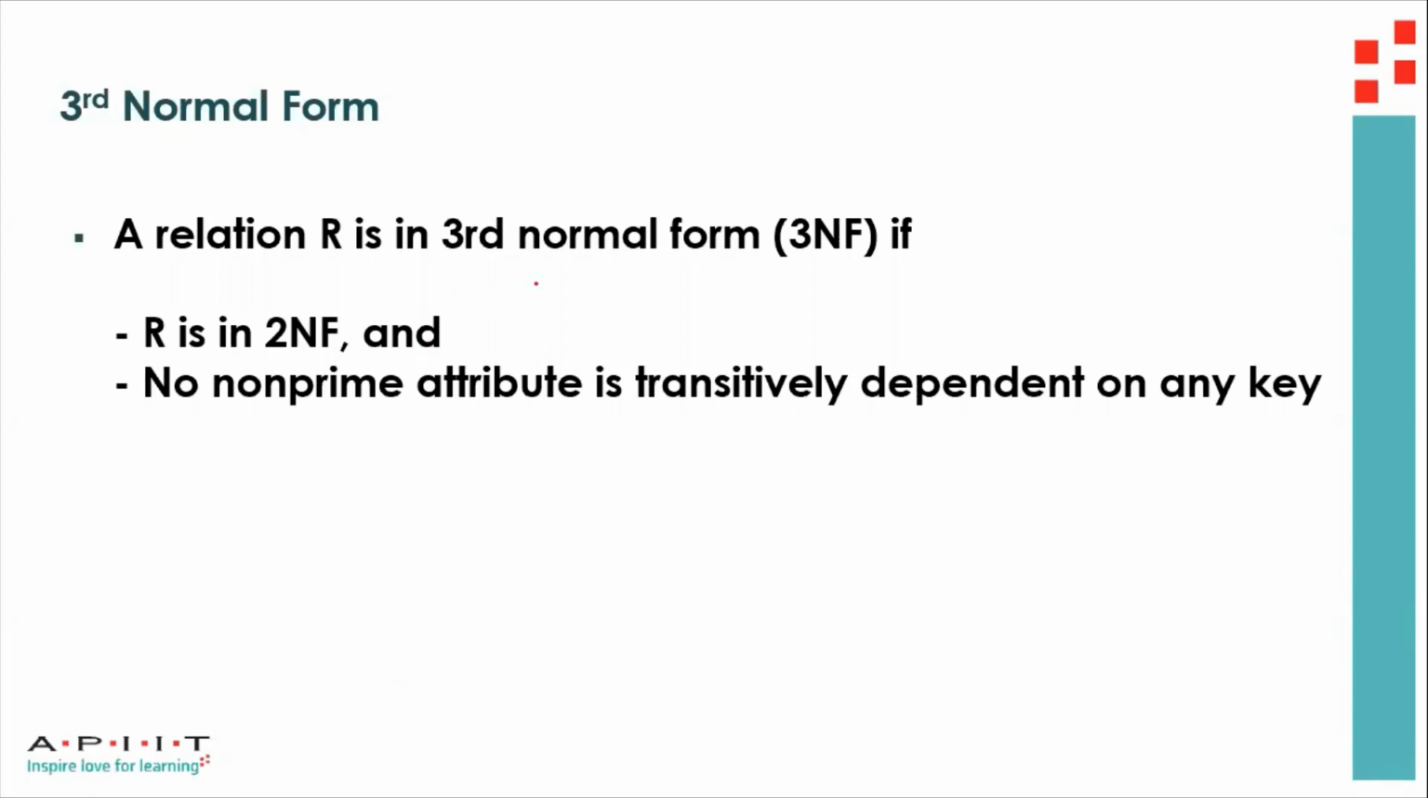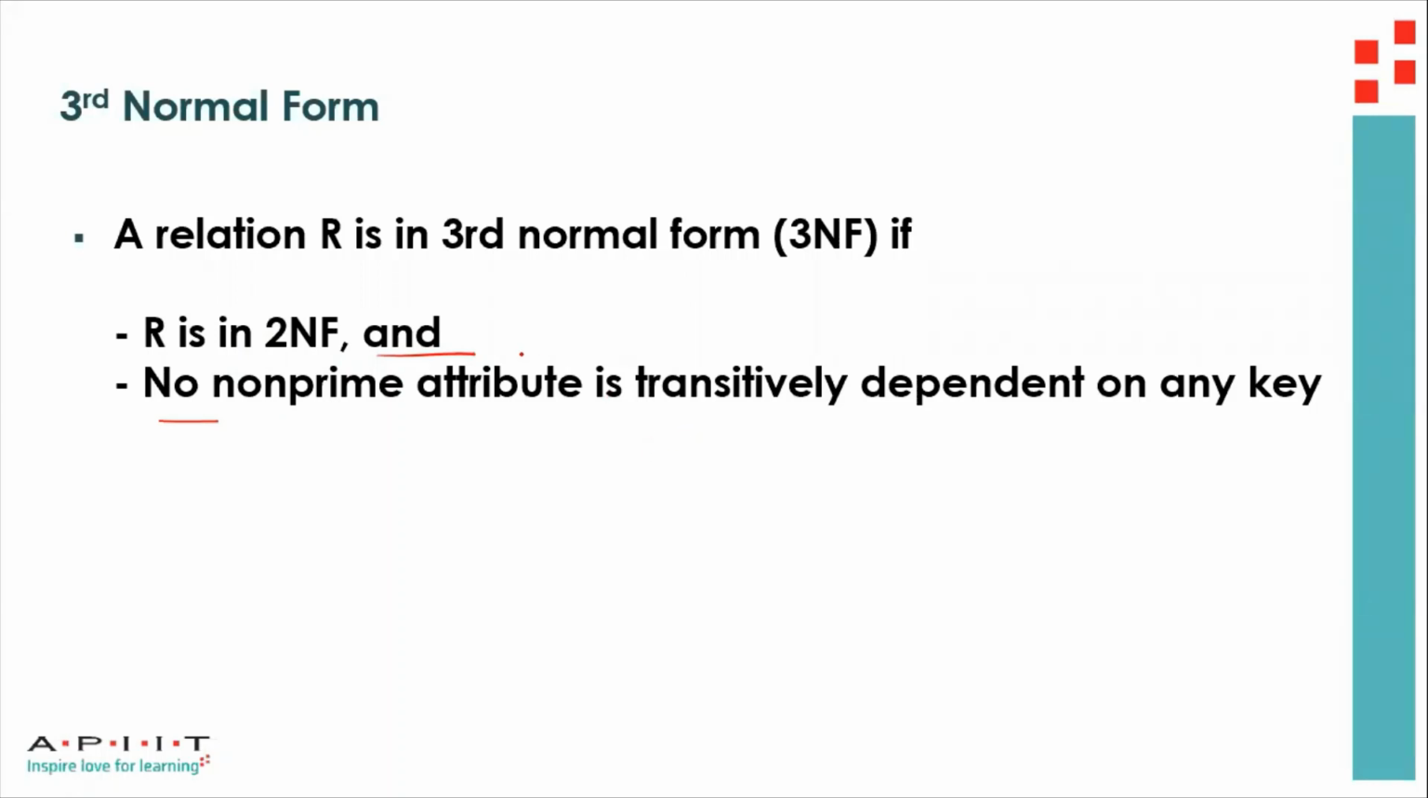So look at this. A relation R is in third normal form if R is in second normal form, and we have another rule. What is that? It says no non-prime attribute is transitively dependent on any key. Let's read it again and see. No non-prime attribute. Our non-prime attributes we know now. Now we have another dependency, right? What is that?